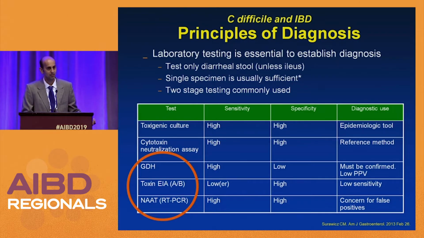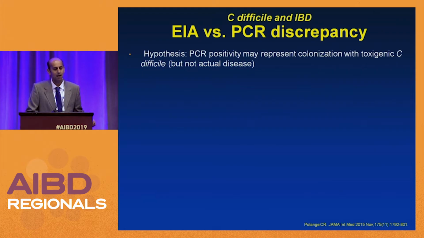One concern with using PCR testing is that it doesn't necessarily look for the presence of toxins, but it looks for the presence of toxin-producing C. diff. So carriage of toxin-producing C. diff does not necessarily mean that your clinical symptoms at that time are from C. diff infection. And so studies have hypothesized that this PCR positivity in the absence of toxin positivity actually represents colonization with toxigenic C. diff and does not represent actual disease.